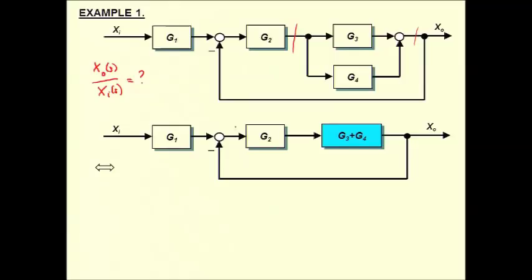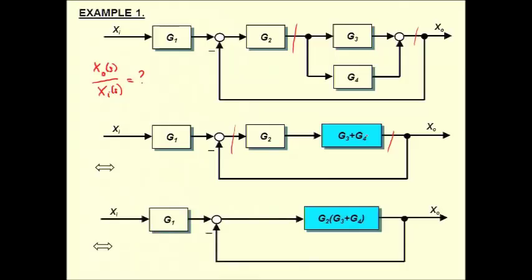Then I notice that between here and here, we can simplify things. These are in series like the problem we just did, so we can multiply those two blocks together. G2 times G3 plus G4. Then we notice that between here and here, we've got a combination of just one block in series with this thing, which we could turn into a block using our simple feedback rule of G over 1 plus GH.